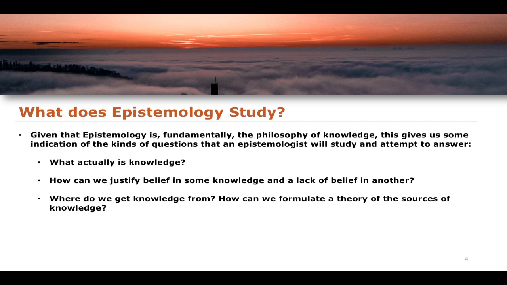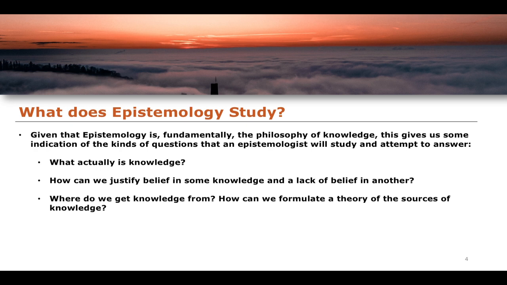Where do we get knowledge from? How can we formulate a theory of knowledge which examines the kinds of sources of knowledge? This can also tie into the first question, which asks, as a subsidiary issue, what actually is knowledge? What are the different kinds of knowledge that exist? So where does knowledge come from? How do we derive knowledge from various different senses, various different perceptions, and non-perceptual understandings of knowledge as well?